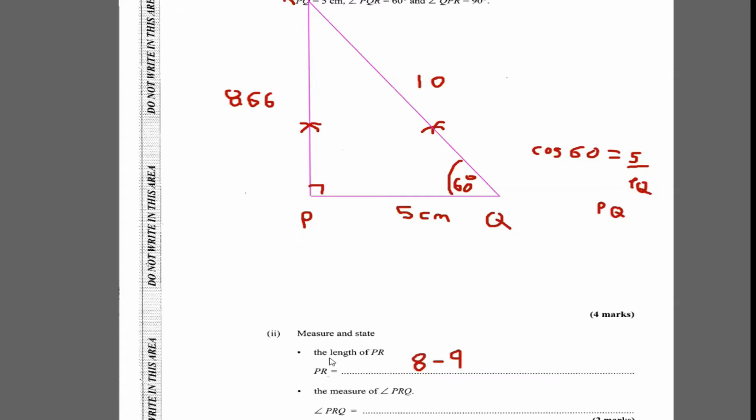Then you want angle PRQ. Angle PRQ, when you measure it, should be 30 degrees. Clearly, angles in a triangle sum to 180. But make sure you use your ruler, your compasses, and all of that stuff.